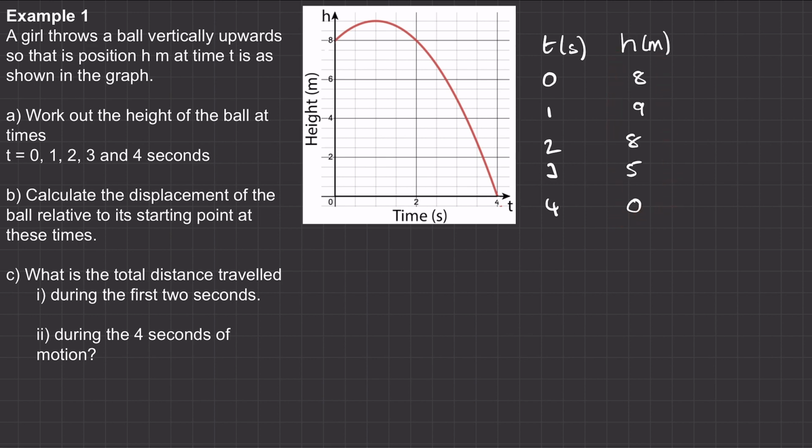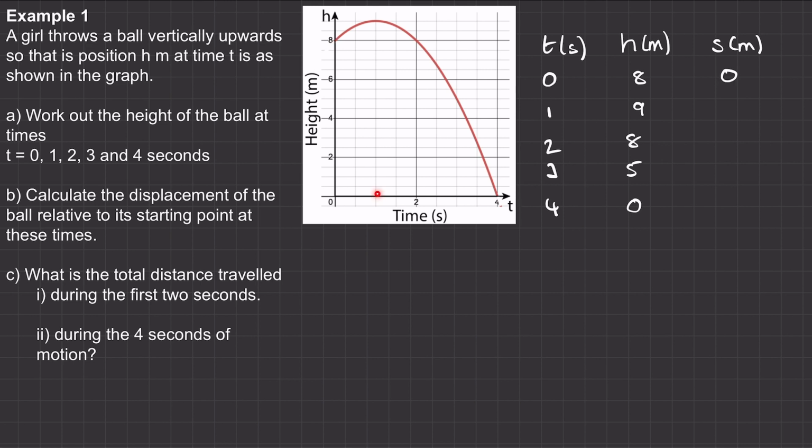Okay, so for part B, calculate the displacement of the ball relative to its starting point at these times. So the key term here is displacement, and displacement involves a magnitude and a direction. The magnitude is the distance, and we need to include the direction. So you can see when t equals 0, we're at 8 meters, and this is our starting point. We can use s to measure displacement, and we'll measure it in meters. So when t equals 0, we're at 8, so the distance from that is 0.